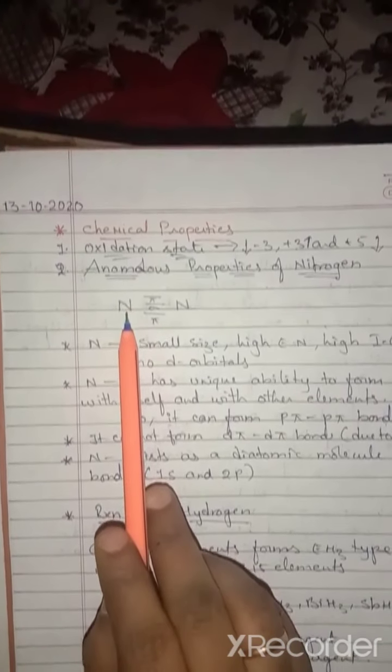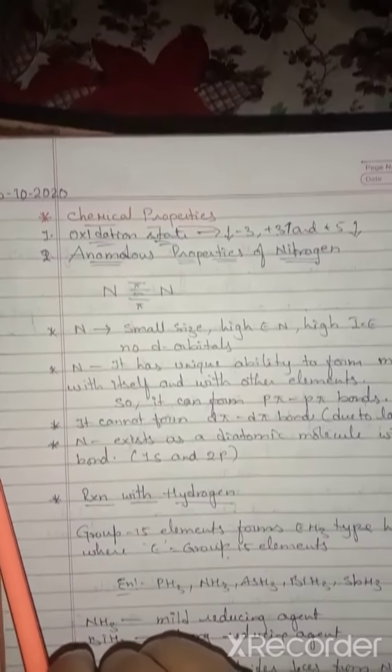Understand, children? Next, nitrogen can exist as a diatomic molecule with a triple bond. Look here: nitrogen exists as a diatomic molecule with a triple bond. Here 2 pi bonds and 1 sigma bond are present. How is it formed? Because it has 1 s orbital and 3 p orbitals.